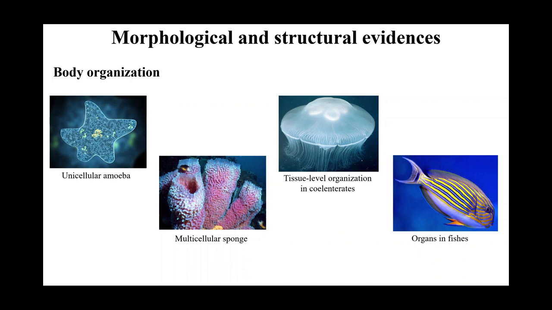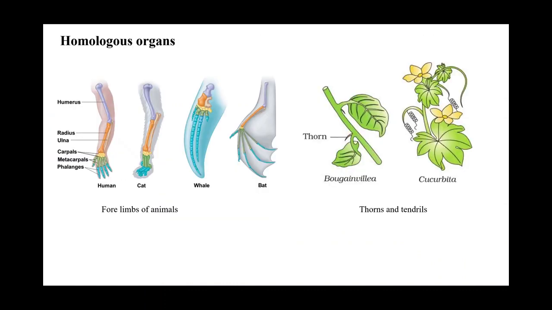So first is body organization, the second is homologous organs. How do you remember homologous? Homologous means they have similar structure but different function. Why different function? Because they are all in different environments, and they will use that particular part of their body for some other purpose that is amenable to their environment. So, for example, if you see the forelimbs of animals like cat, human, whale, and bat, you see them all having similar structure. What is the similarity here? The pentadactyl nature. Pentadactyl means five fingers. So, five fingers of human, five fingers of cat, whale, and bat.